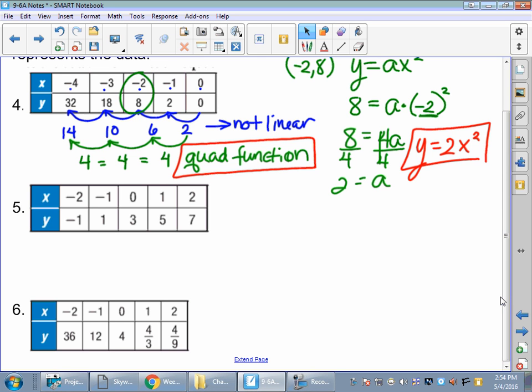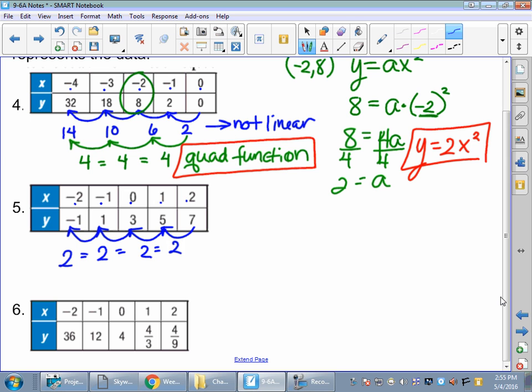So number 5, my x values are going in a row. We're increasing by 1 each time. And so I'm just going to go ahead and subtract. I'm going to do 7 minus 5 is 2. 5 minus 3 is 2. 3 minus 1 is 2. And 1 minus -1 is 2. And so all of those are equal. That was the first time I did the subtraction, so therefore we're dealing with a linear function.